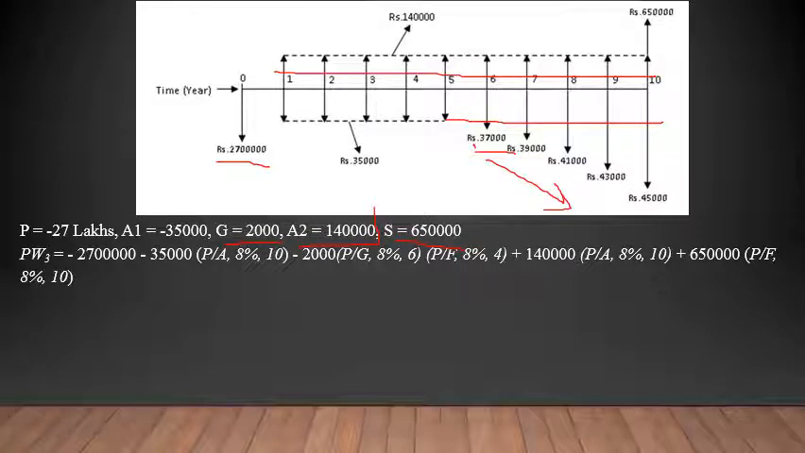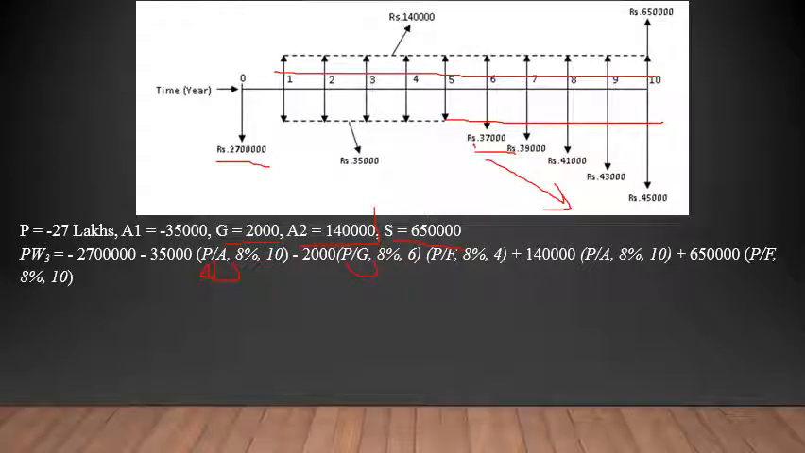What are the factors? Minus 27 lakhs, there is no need for any further conversion because it's already P. Okay. Next is this 35,000, that is uniform throughout. So it is A, convert that into P using the factor P by A. Then this minus 2000 because it is cost. It is gradient, convert that into P. P by G comma 8 comma.